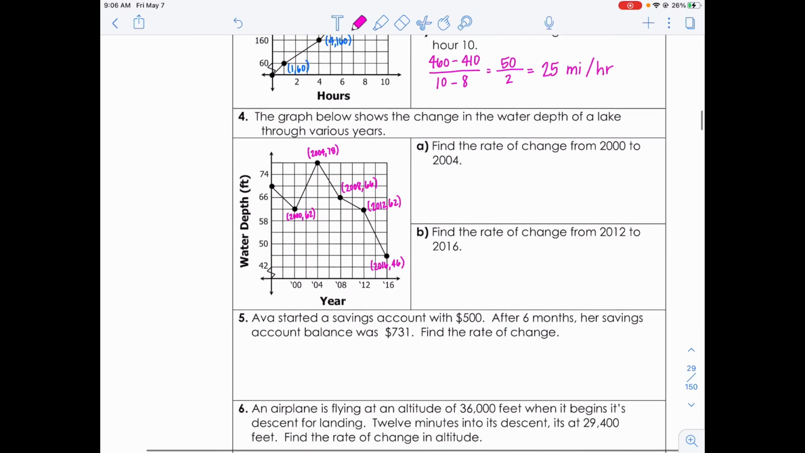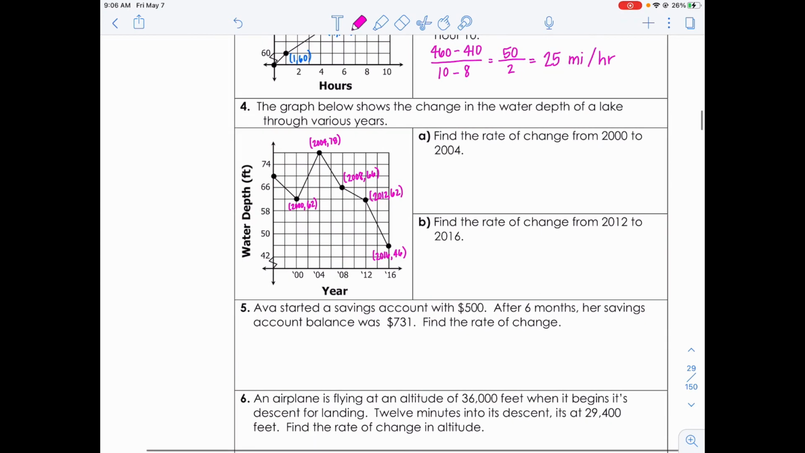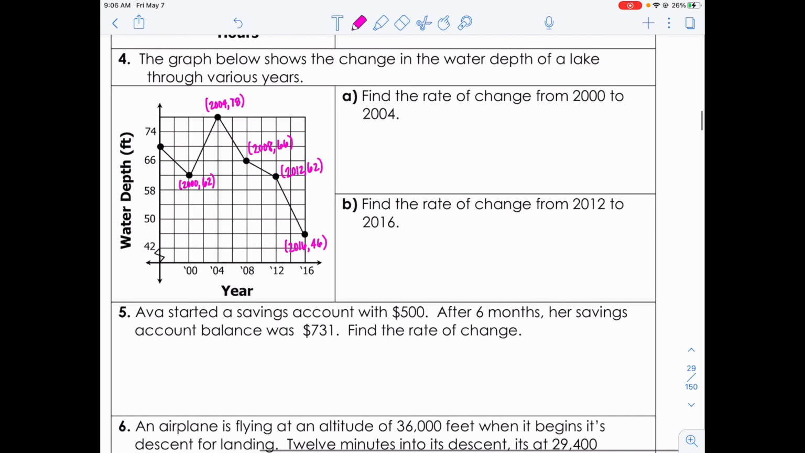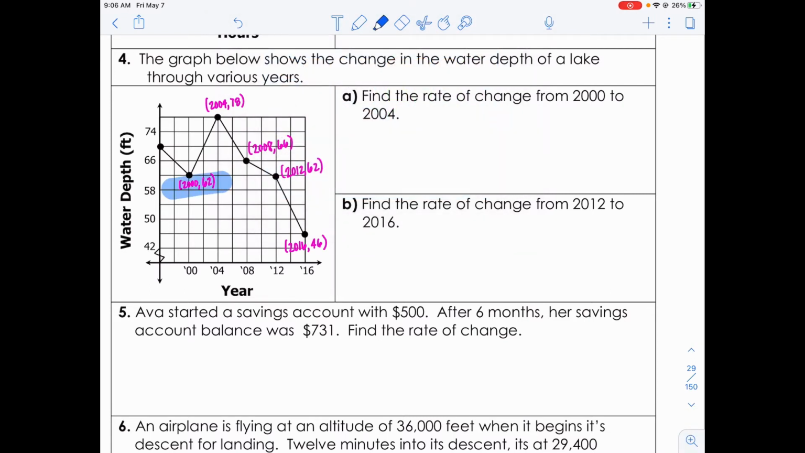Okay, now that I have my ordered pairs ready to go, I'm going to look into the questions and see which ones they want me to find rate of change for. So on this particular one, it says find the rate of change from 2000 to 2004. So I'm going to look in my ordered pairs. This is 2000. This is 2004. I'm going to call these my y2 values. These my y1 values. Again, it doesn't make a difference. Plugging everything in where it goes.